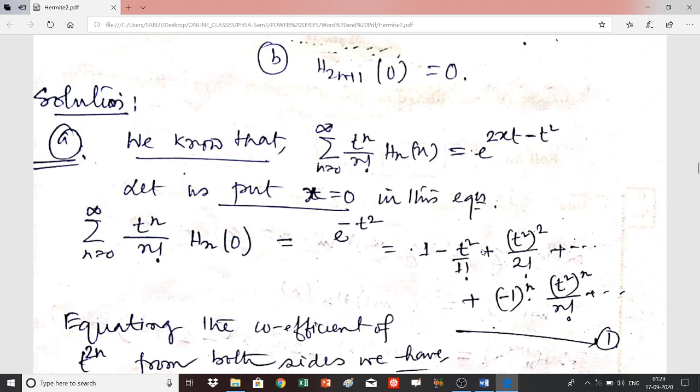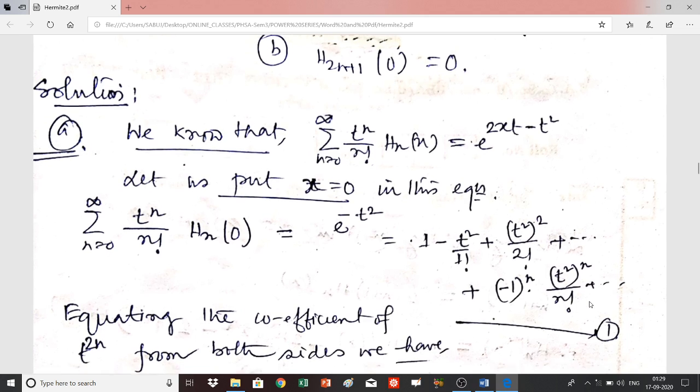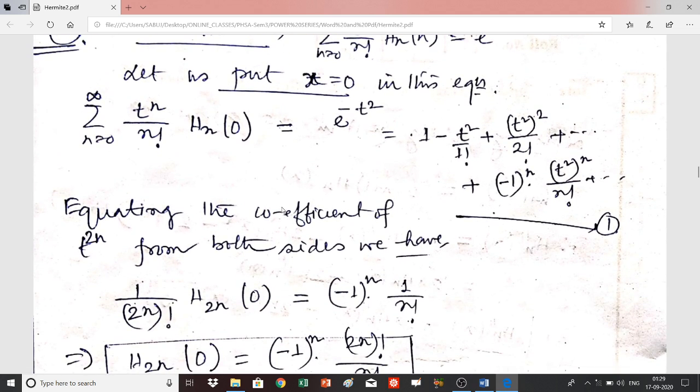So if you understand that here every term is multiplied by minus 1 to the power n, that is the order of n. And then you know that here it will be x to the power n, that means t square to the power n by n factorial, and so on. Now equating the coefficient of t to the power n from both sides, this is the left hand side and this is the right hand side, just compare the coefficient of t to the power 2n.